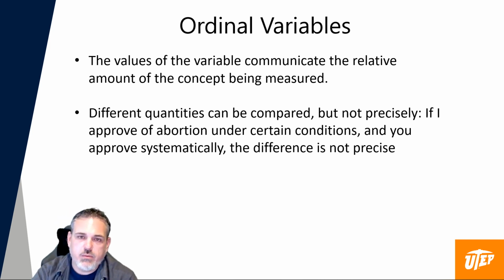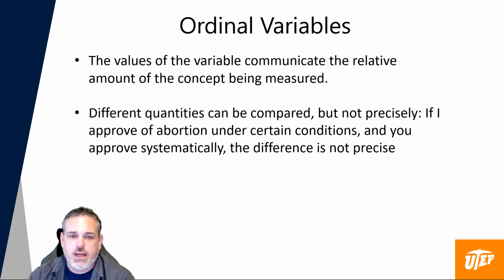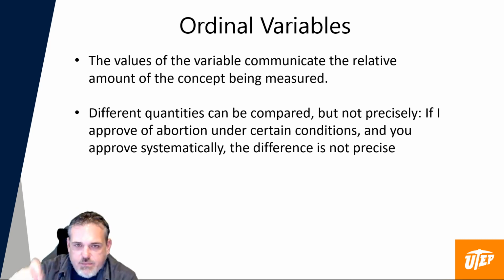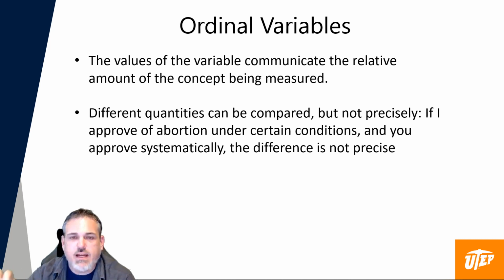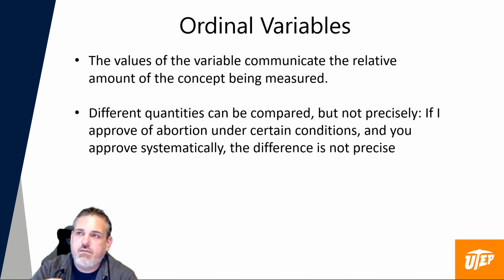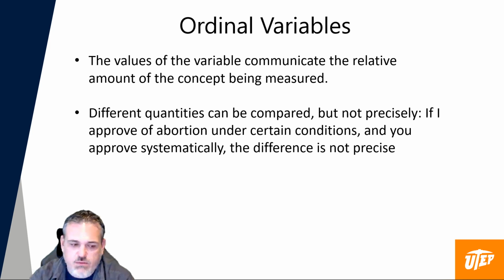So ordinal variables are ordered in that way, where they measure relative amounts of a concept, but the distance between those points is not meaningful in a sense of a precise quantifiable portion. But we can say that someone has more or less of something, or a country has more or less. We can assess differences in that way, but not in a precise sort of way.